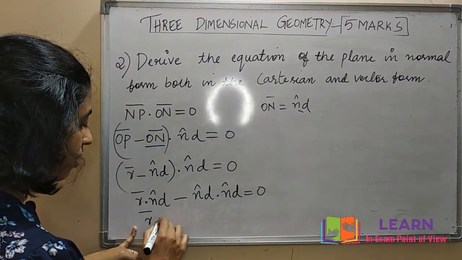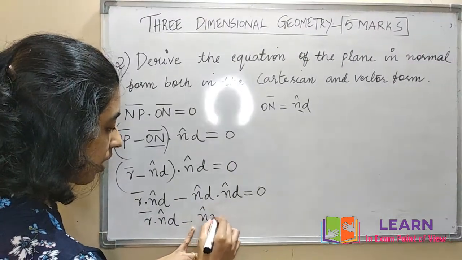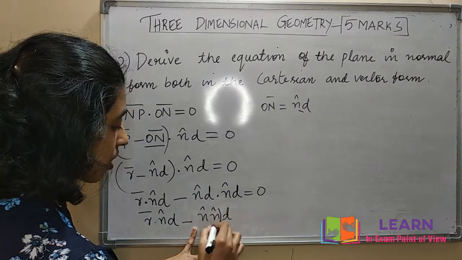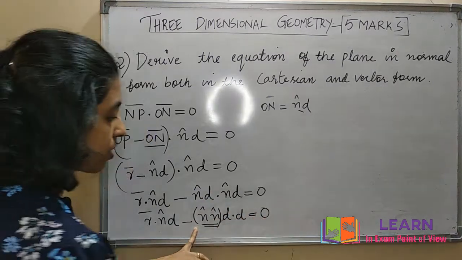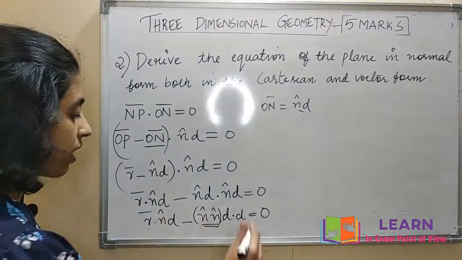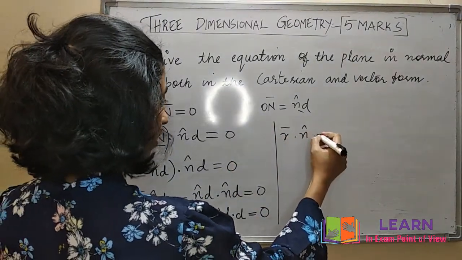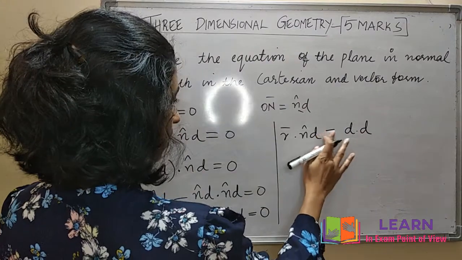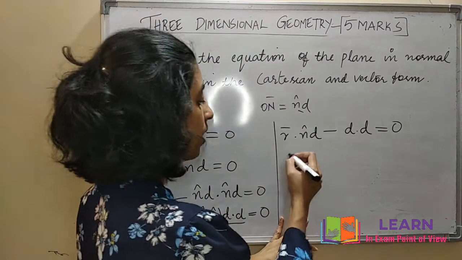Now n dot n is 1, since it is a unit vector, so 1 into 1 is 1. So r dot n cap into d equals d dot d, with the minus sign, equal to 0. Here d is common, so you can take d outside.